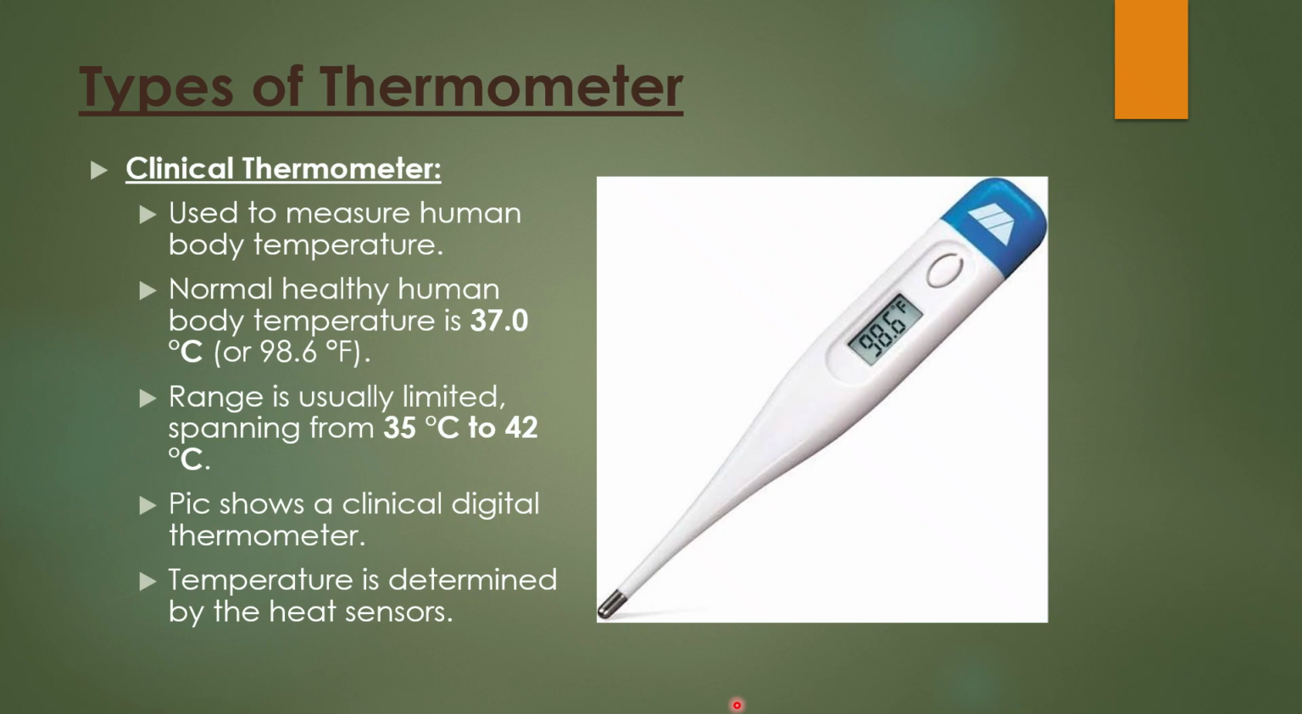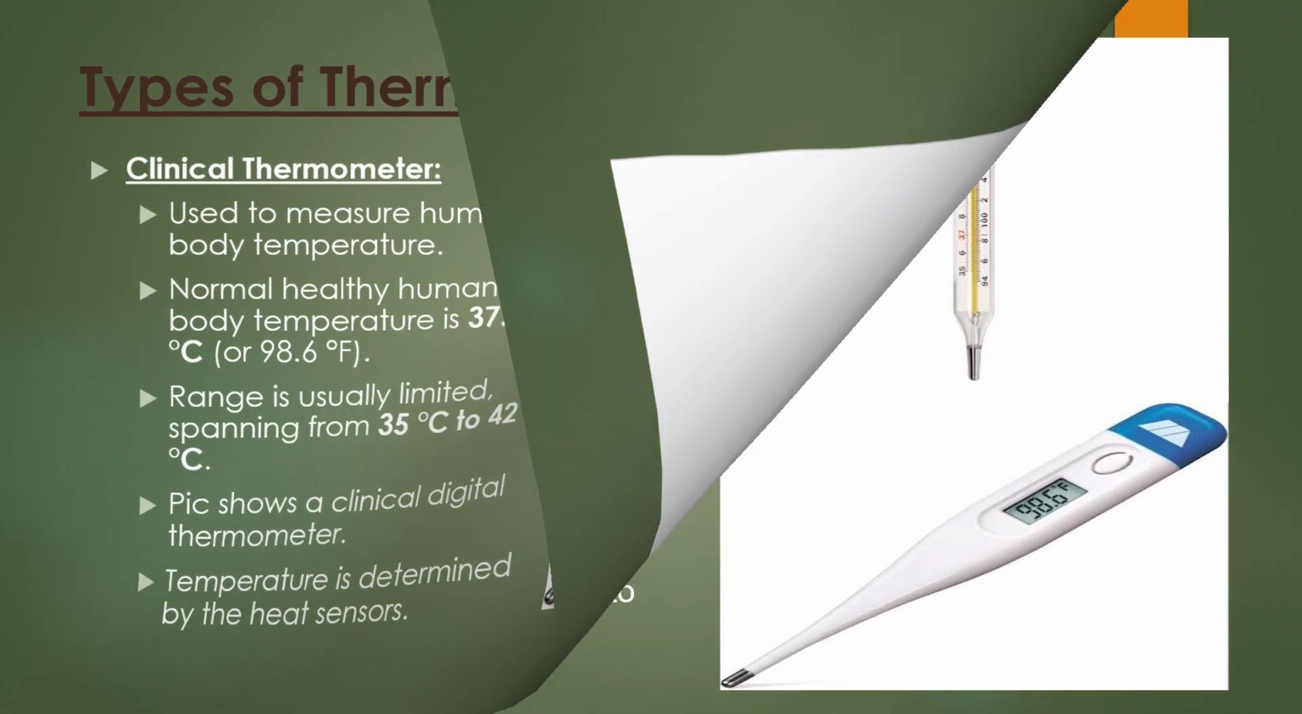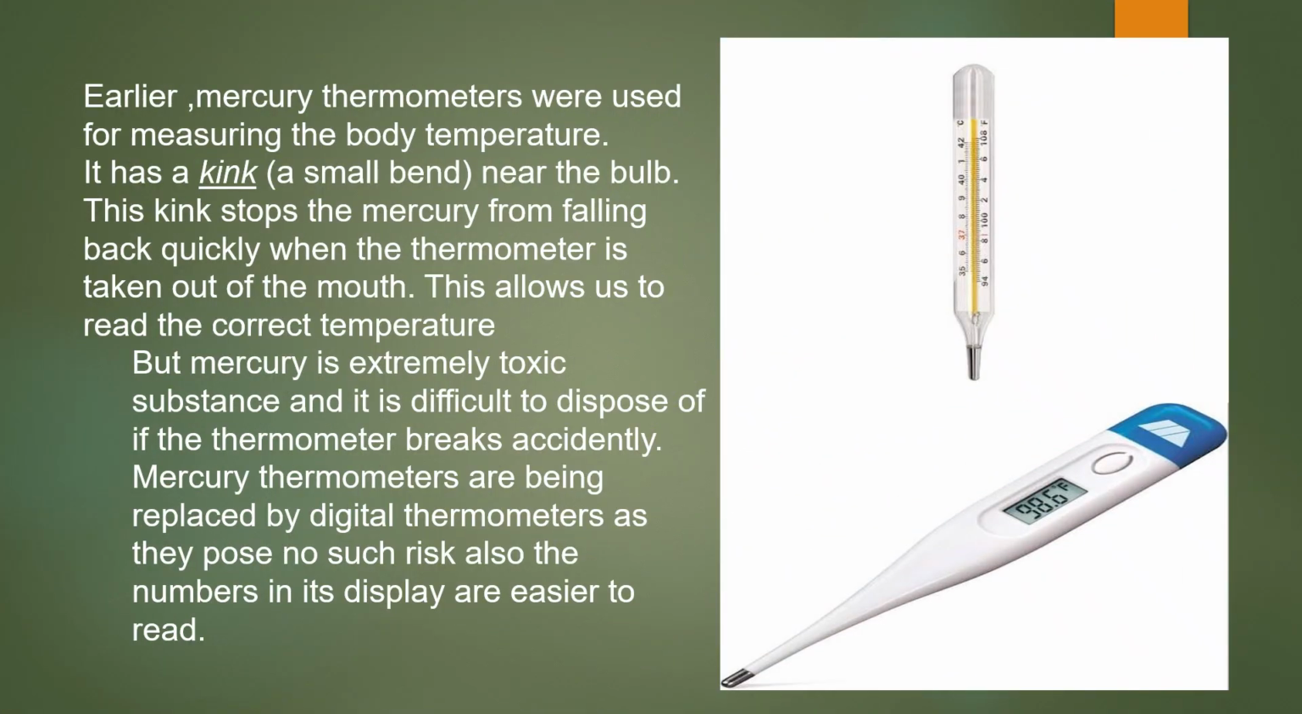Now this is a type of clinical thermometer. It has heat sensors over here and it has a visible temperature screen. Now this digital thermometer is being used nowadays. But earlier the mercury thermometer was used for measuring body temperature. But it has been replaced by the digital thermometer for certain reasons.